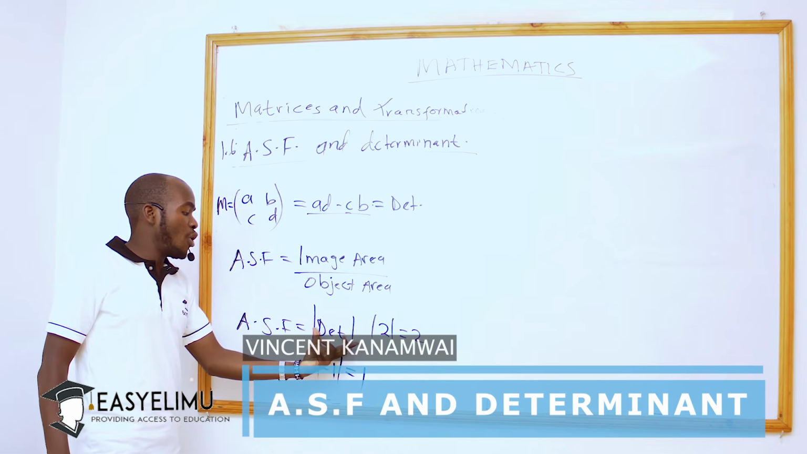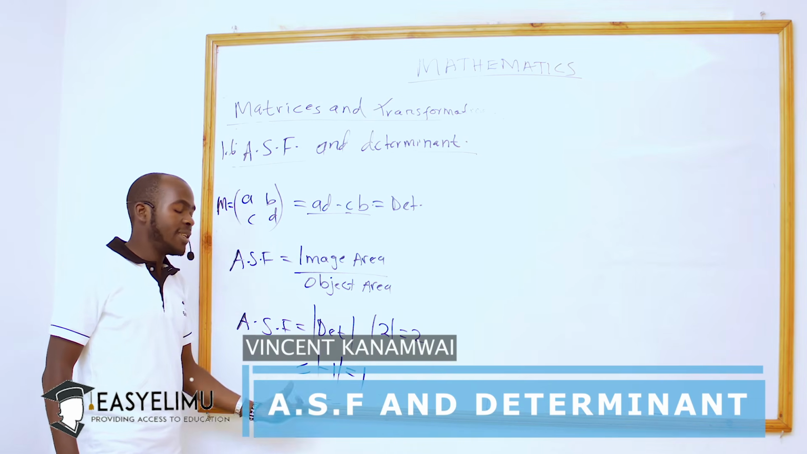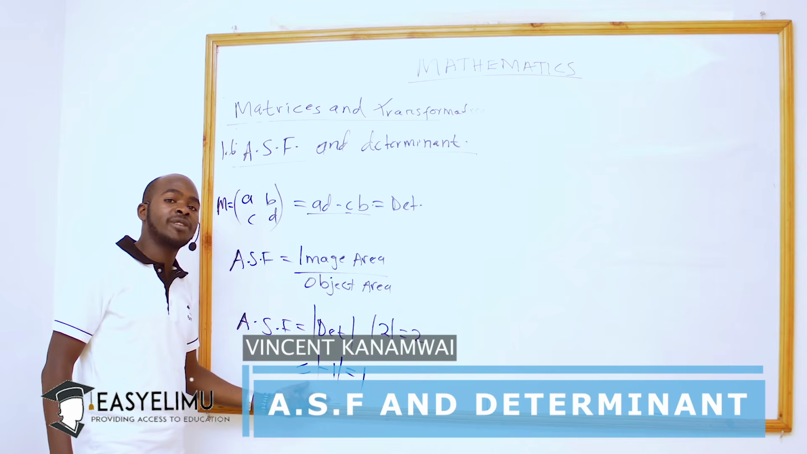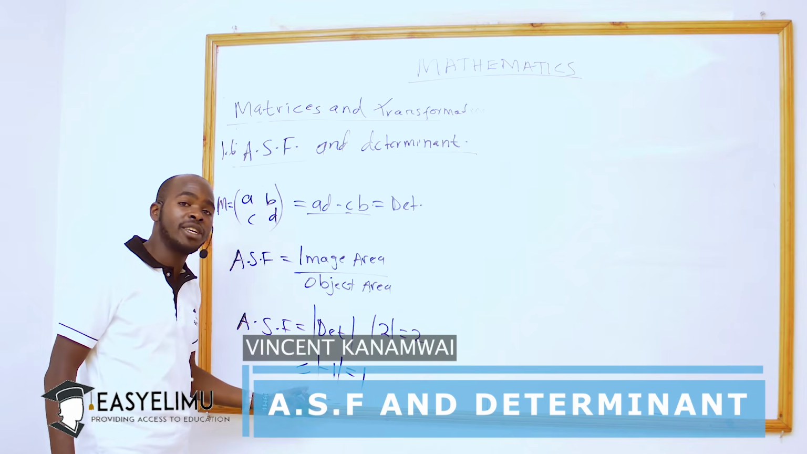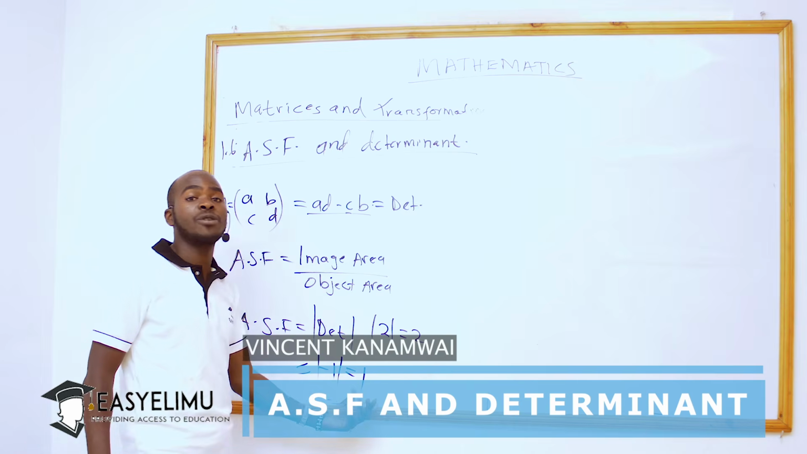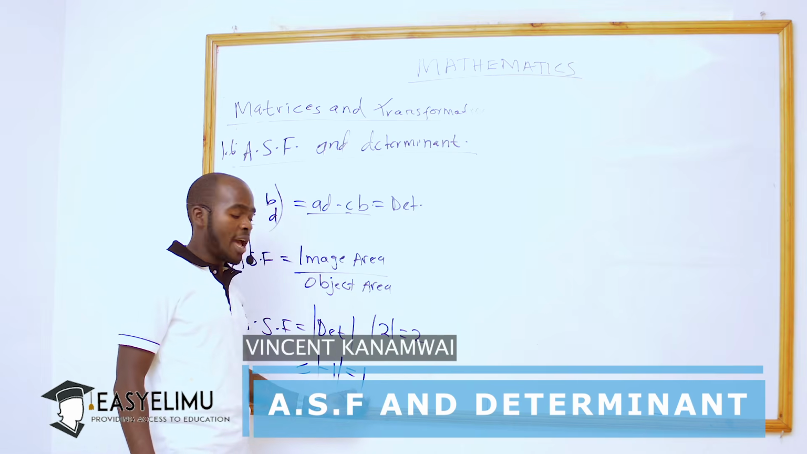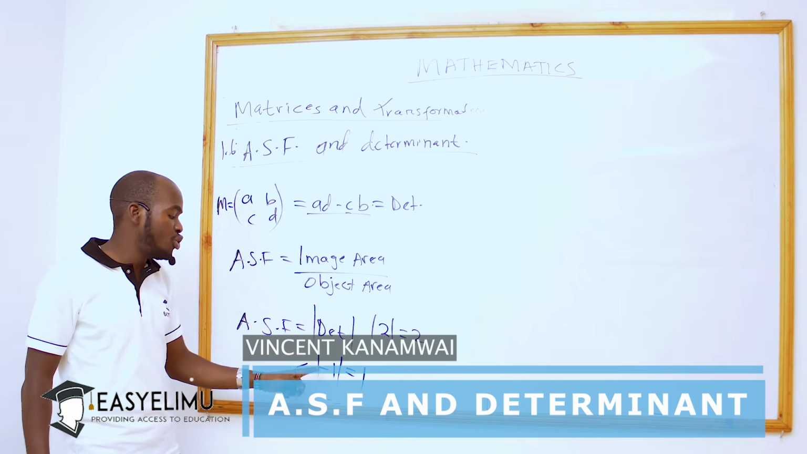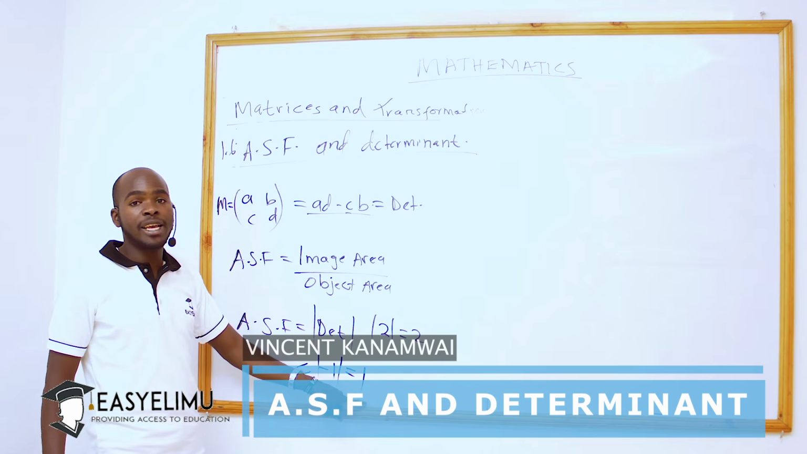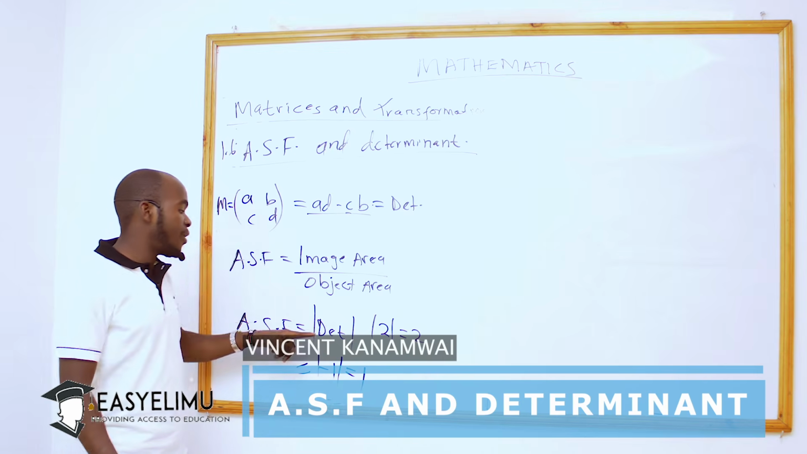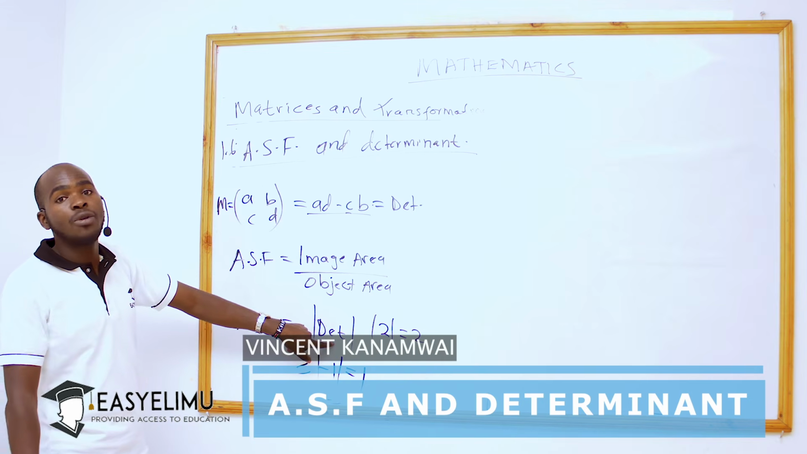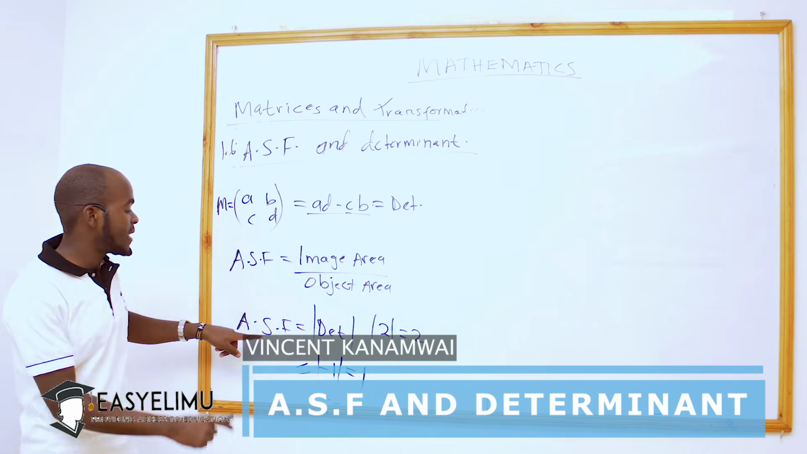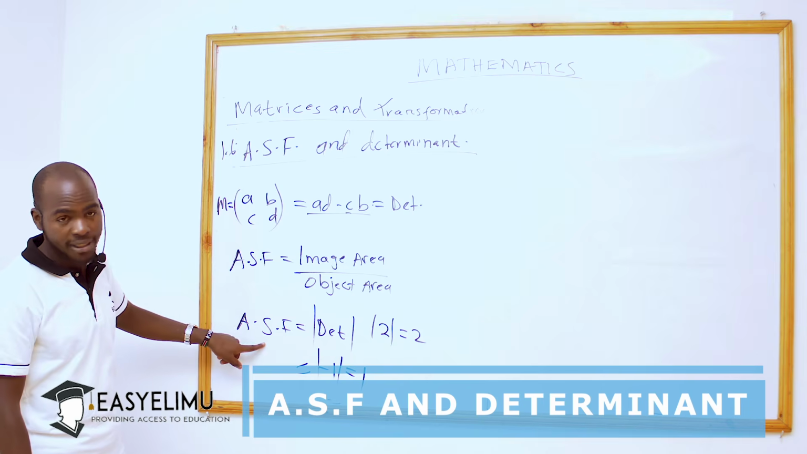The absolute value of any given number is just, if the number has a negative sign, you drop the negativity of that sign and you take the positiveness of the number. For example, if it's -1, you drop the negative sign, then you take +1. If that is the determinant, then what you will be getting is our area scale factor.